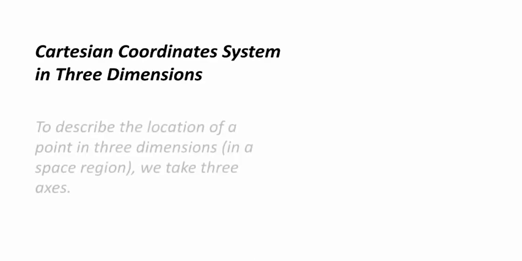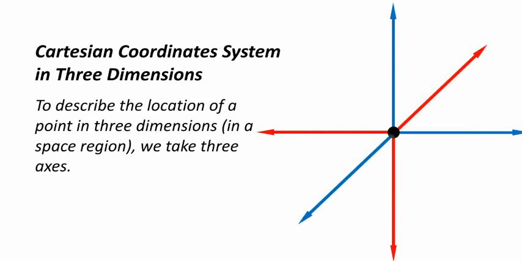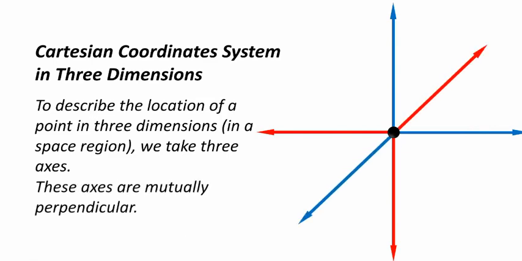Cartesian coordinate system in 3 dimensions. To describe the location of a point in 3 dimensions or in a space region, we take 3 axes. These axes are mutually perpendicular.